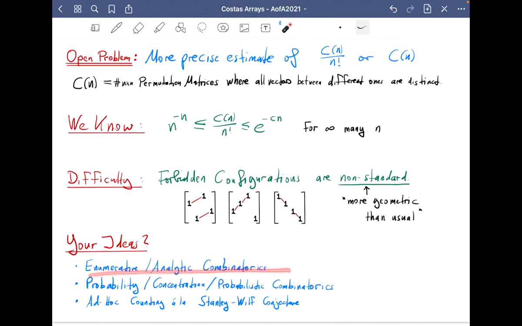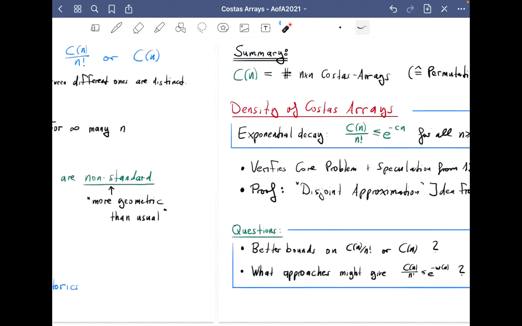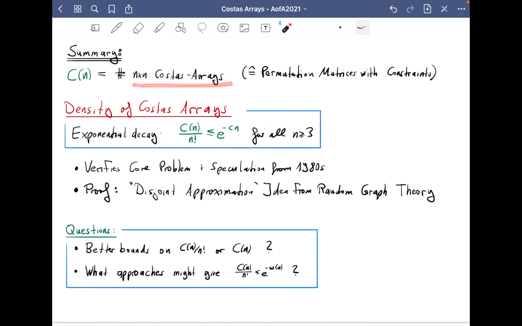So let me briefly summarize what we're looking at. We're looking at the number of n times n Costas arrays, which are just permutation matrices with constraints. And we showed that the density of these Costas arrays among all n times n permutation matrices decays exponentially, verifying speculations that go back to the 1980s. Perhaps one interesting twist was that we actually used tools and tricks from random graph theory in order to prove this result. And I would be really interested to see improved bounds for the number of Costas arrays.